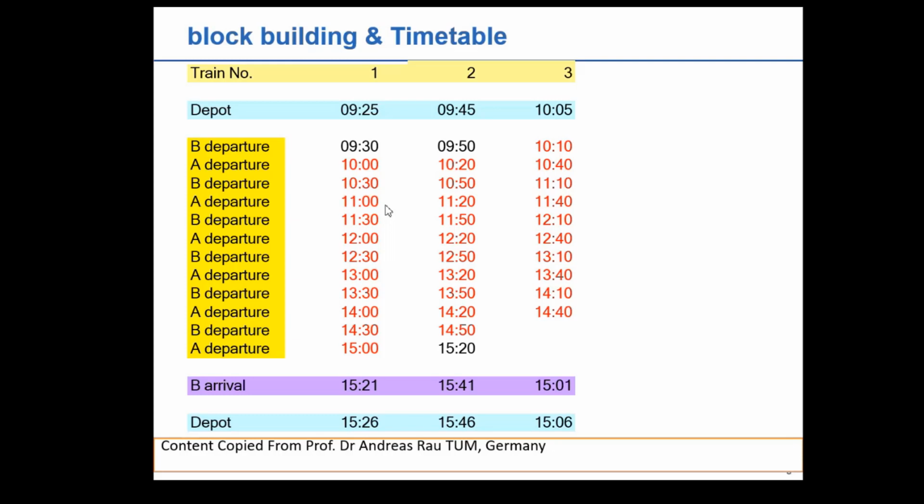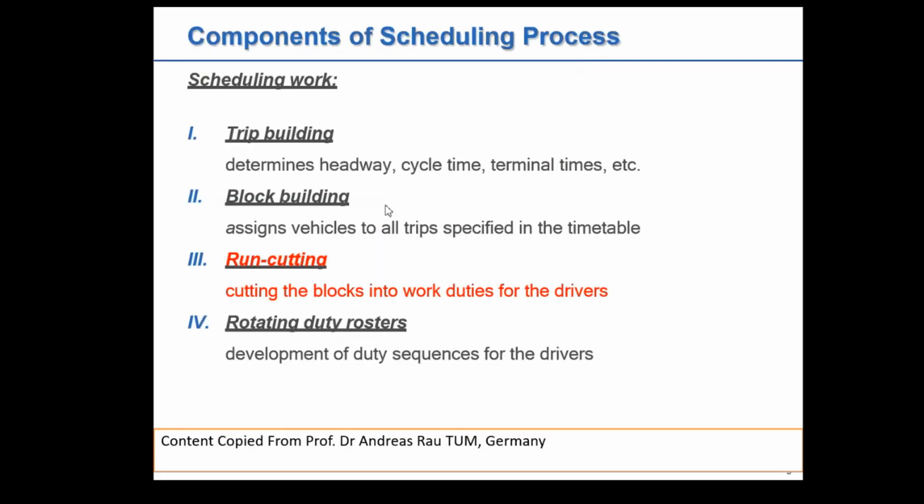The next point is run cutting. Run cutting is to cut the block into working days, starting from the trip till the block. So this was all the information to create the timetable and display it. Now we display the timetable at every station. In the last 2 points, we will assign the same timetable to individual crew, to the individual driver, so that they can provide and operate the same functions in operation.